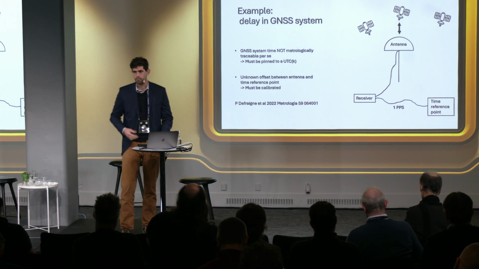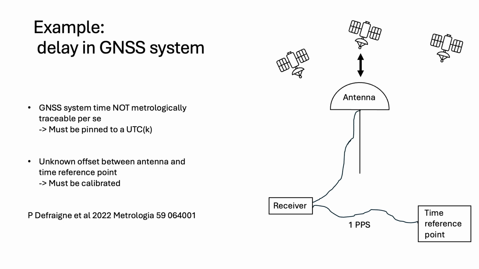I have an example here with GPS time or GNSS time. GNSS system time is not traceable, or metrologically traceable, in itself. It can be, by chance, quite close to UTC, but it's not metrologically traceable. You need two things basically for it to be metrologically traceable, because people use GNSS, we use GNSS, so it's a good means, but the system time is not traceable by itself. You must connect the system time to something which is traceable.